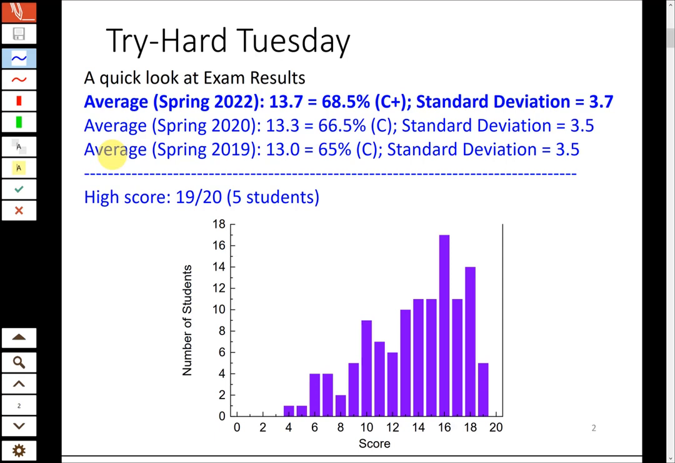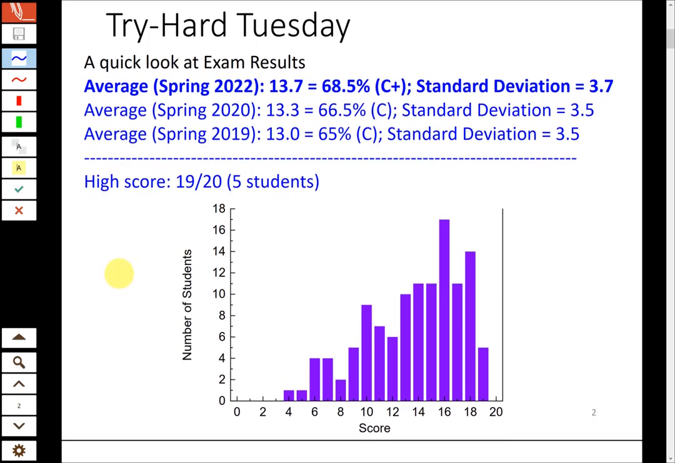So I mentioned the average was a little bit higher this semester than previous semesters. You can see how much higher it was, 0.4 out of 20, which is about 2%. So our average was in the C+ range this time. A little bit bigger deviation, but that's because we're a smaller class, so it's natural to expect more of a spread in scores in terms of standard deviation.